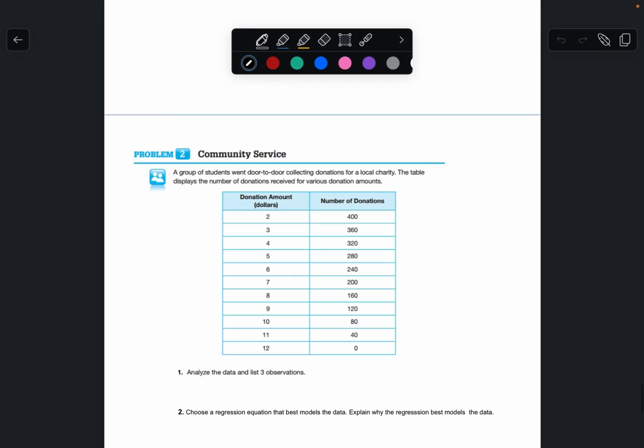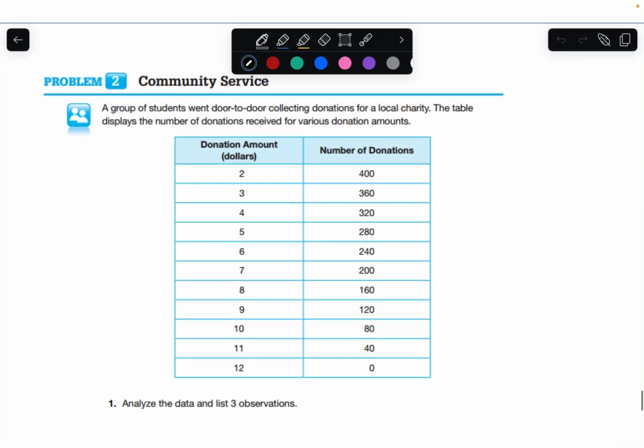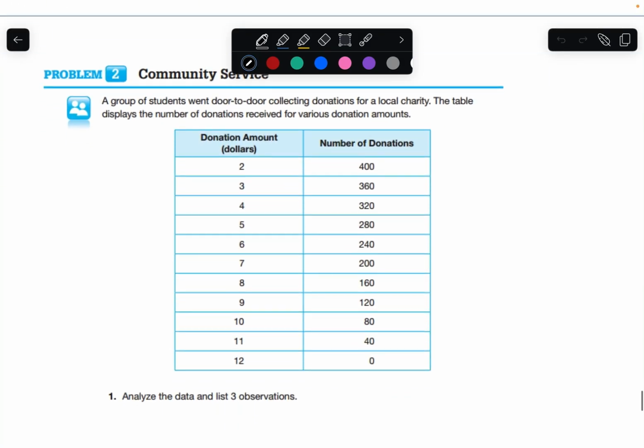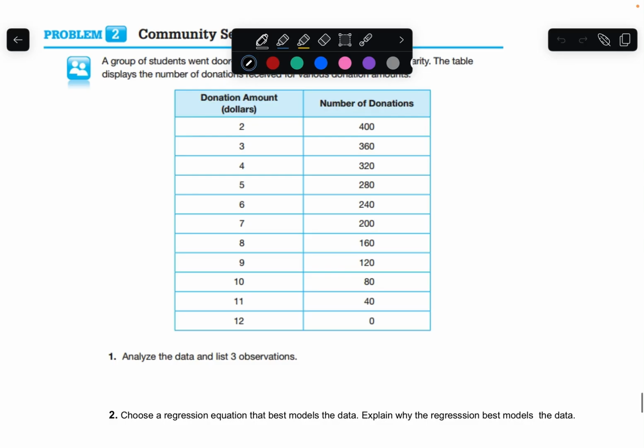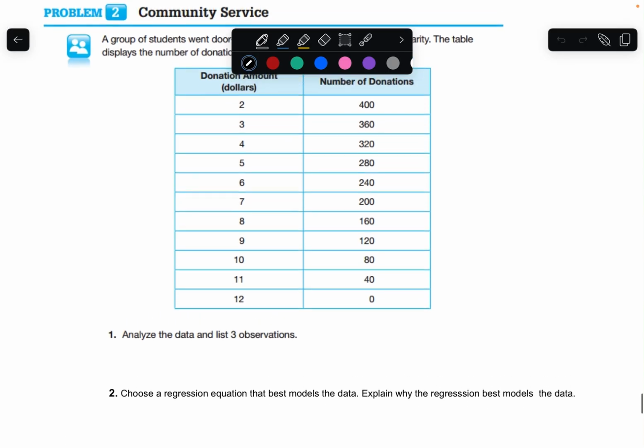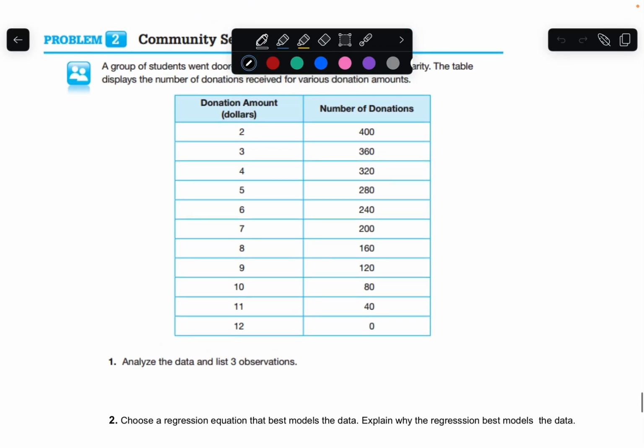Okay, for our next example, we are looking at community service. It says a group of students went door to door collecting donations for a local charity. The table displays the number of donations received for various donation amounts. Okay, and so it says analyze the data and list 3 observations.